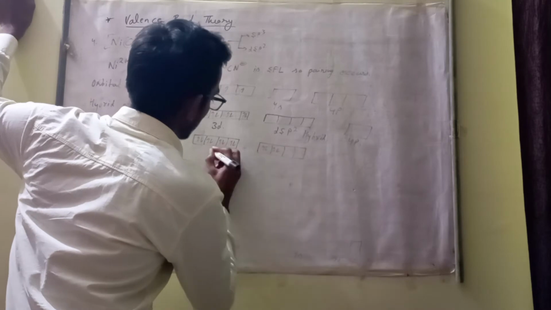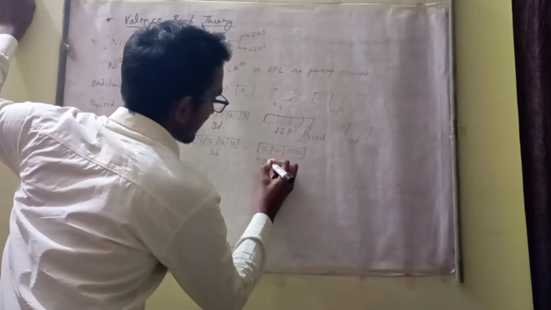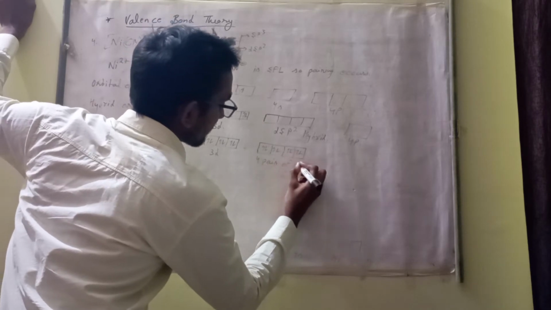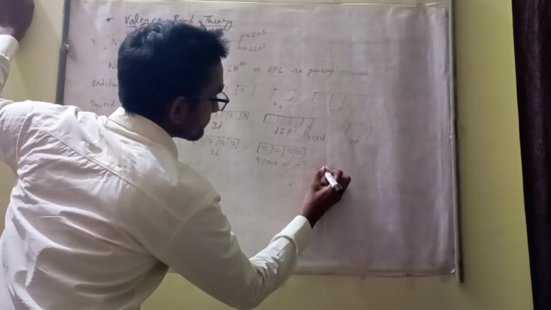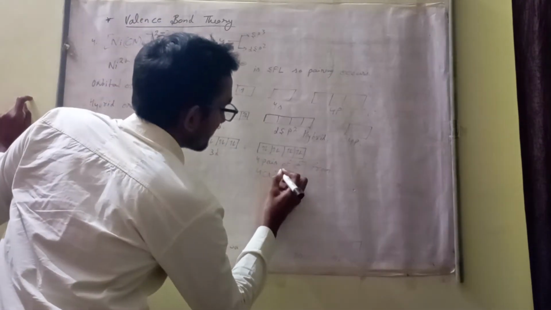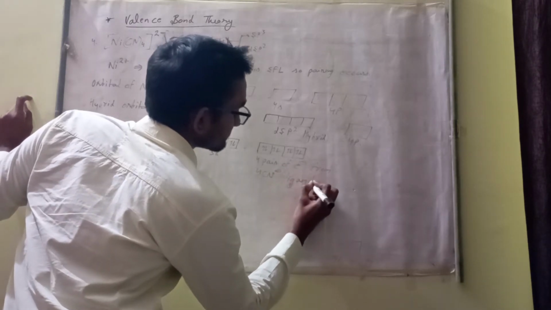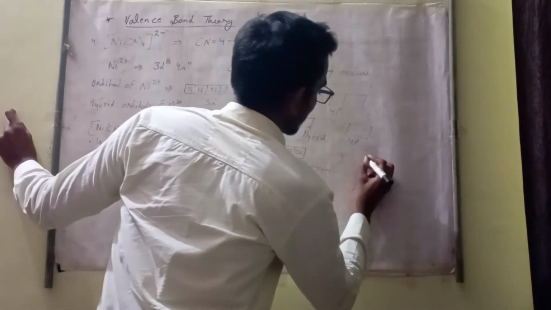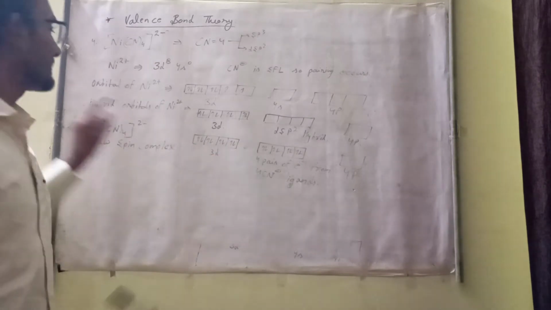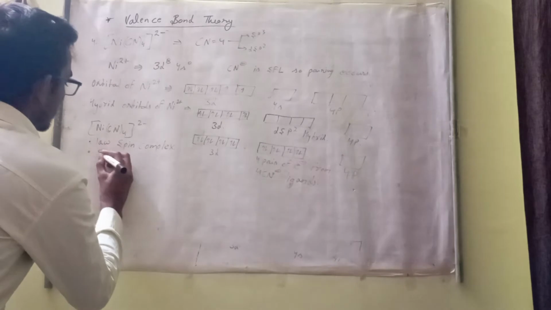One, two, three, four, five, six, seven, eight. Four pairs of electrons from four CN minus ligands, four cyanide ligands, okay? And this is 4p. Low spin complex, spin paired complex, and it is an inner orbital complex.